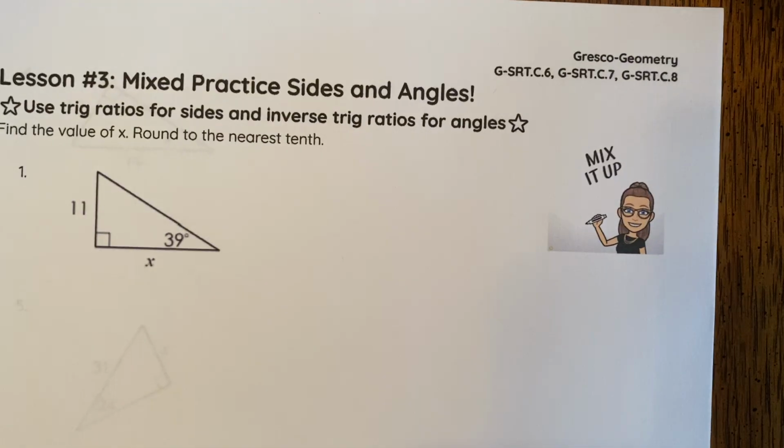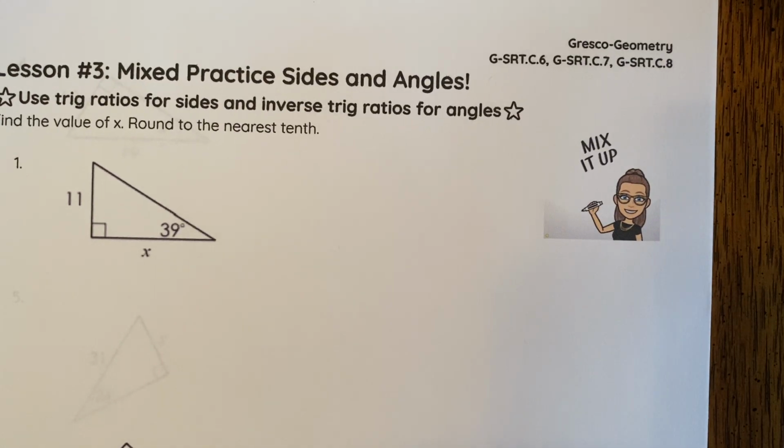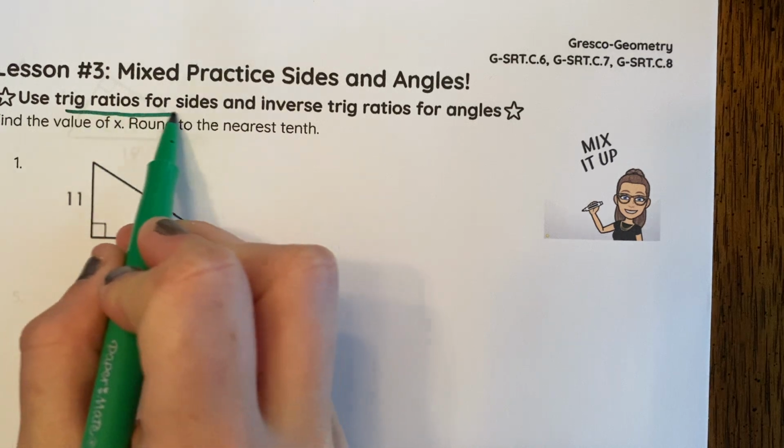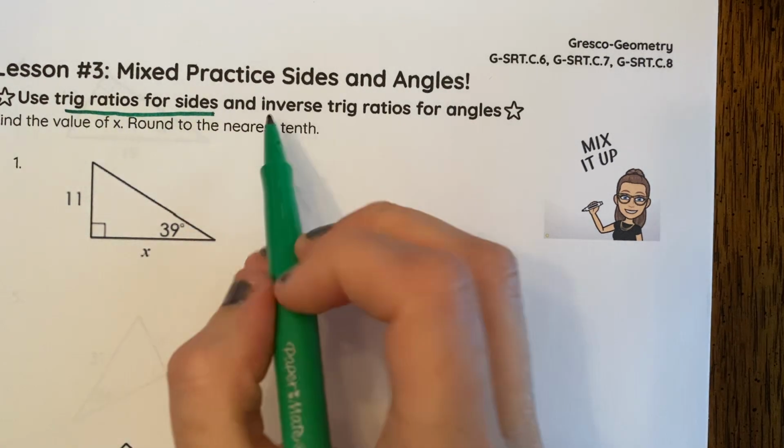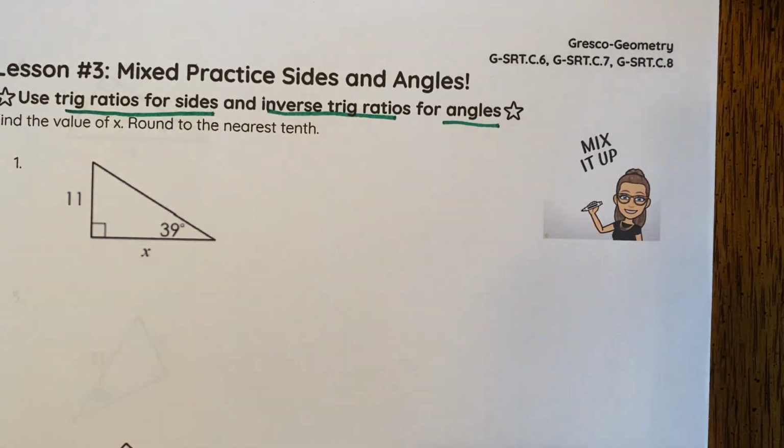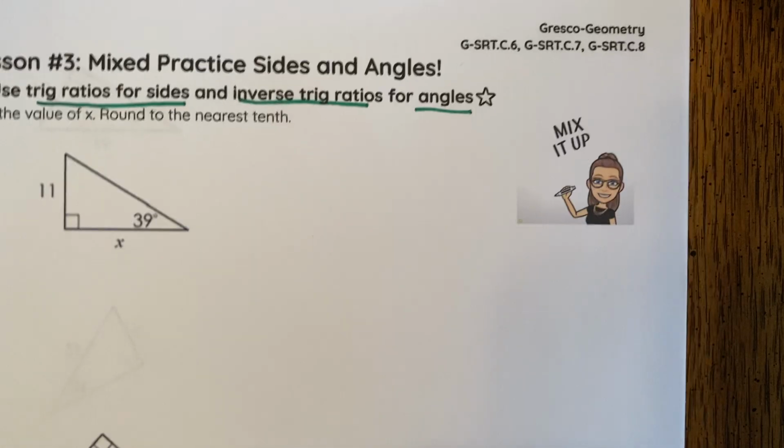Hey guys, so this is lesson 3 of our virtual learning, and today is just a practice day of what we learned the last 2 days. So we're going to be using trig ratios and inverse trig ratios for today. We use trig ratios for sides to find the sides, and inverse trig ratios are to find the angle measure. So let's take a look at this first one here.